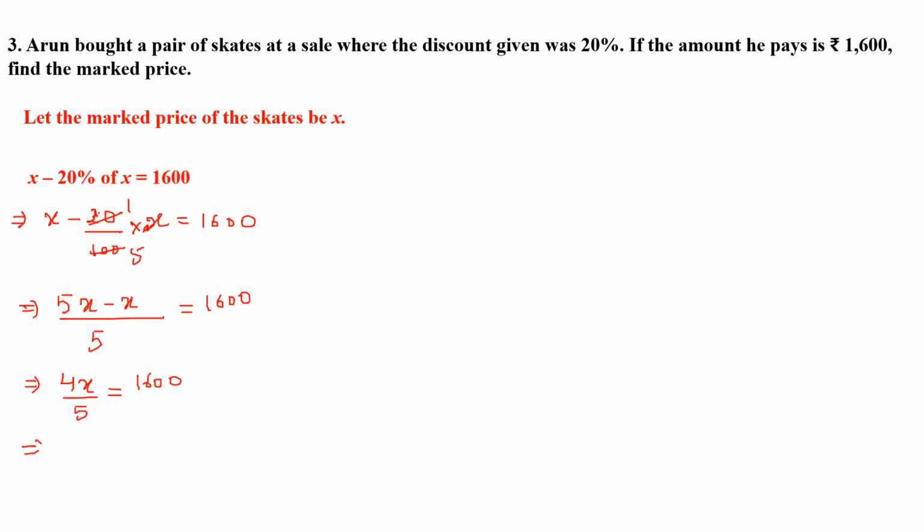Now transpose to the RHS. So it will be 1600 into 5 divided by 4. So 4 times 400, and 400 into 5 will give you 2000 rupees. So the marked price of the skate is 2000 rupees.